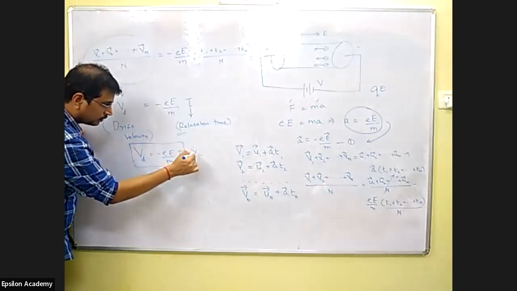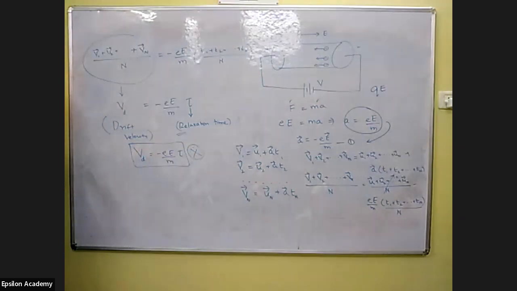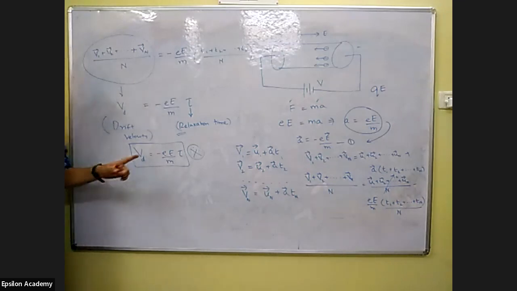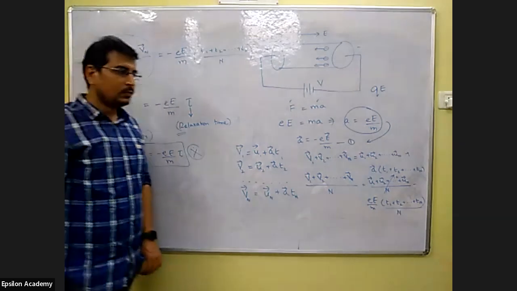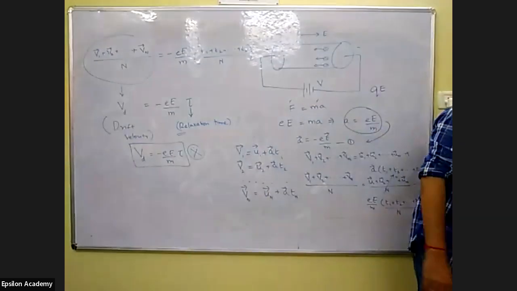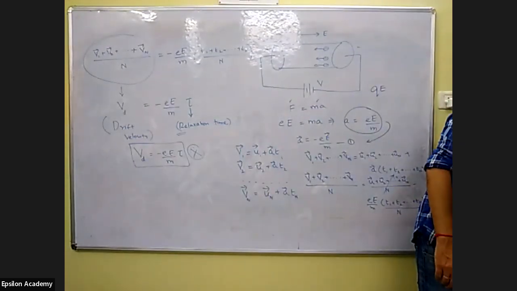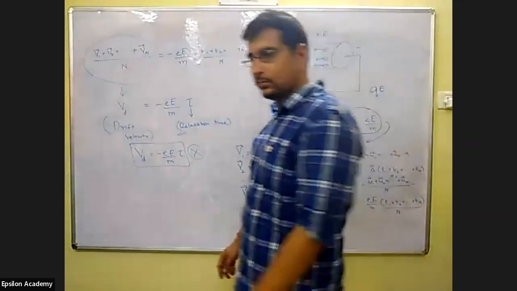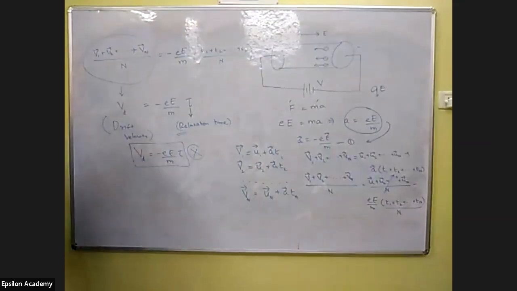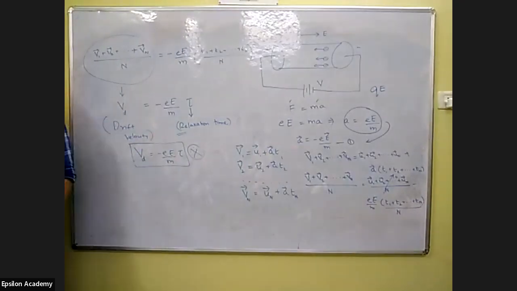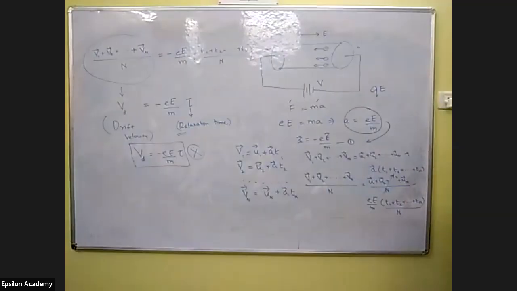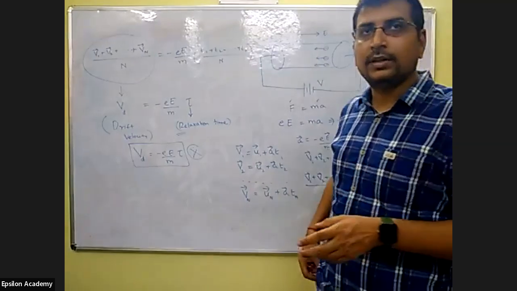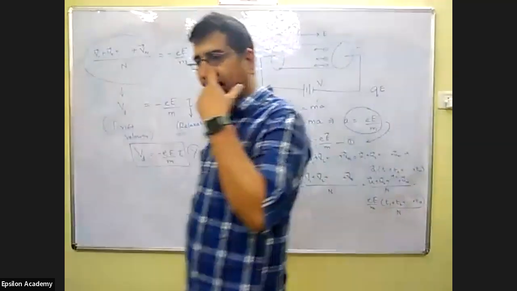This is a very, very important expression. So based on this expression only, we'll carry out the other derivation. Okay. I told you the heading, right? The heading is drift velocity of electrons inside a conductor. So this is the derivation for drift velocity of electrons inside a conductor.